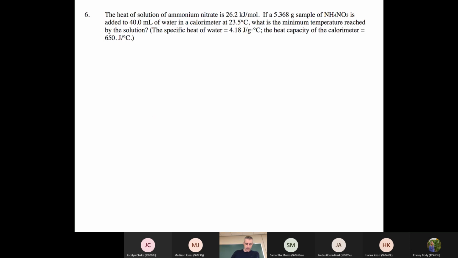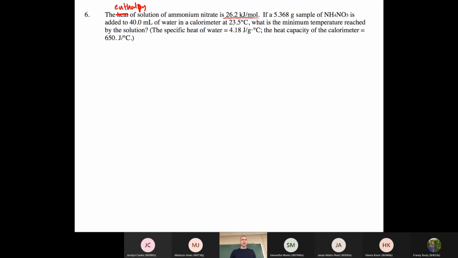It looks like everyone is. This question says the heat of solution, which is some old language because now we call that enthalpy. The enthalpy of solution of ammonium nitrate is 26.2 kilojoules per mole. If a 5.368 gram sample of ammonium nitrate is added to water in a calorimeter, what's the minimum temperature reached by the solution? So you can see that the enthalpy of solution is a positive value.